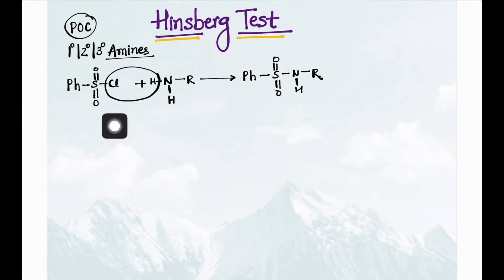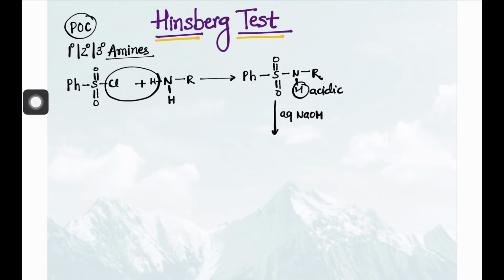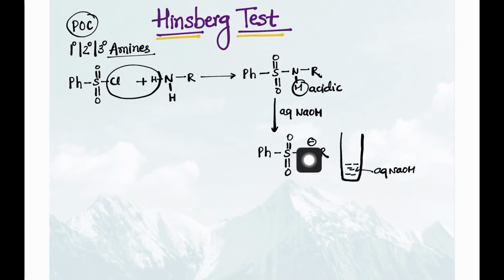Now, this is further passed through the aqueous solution of NaOH. Now, NaOH is basic in nature and this hydrogen is acidic. This is acidic hydrogen. So this hydrogen will be lost. So this molecule will get deprotonated and will finally give PhSO2N minus R. Okay. Now this is a negatively charged anion basically, and this will be soluble in aqueous NaOH.